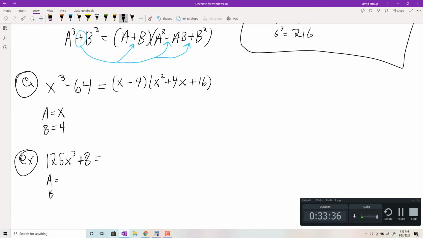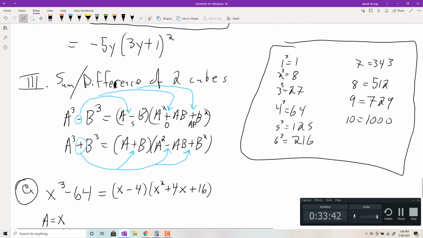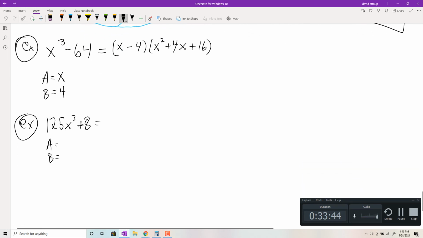So anyways, what's A in this case? So what cubed is 125? That's 5. And then x, right? So x times x times x is x cubed. And then what cubed is 8? And that's just 2. Okay. So let's set up our parentheses, put the signs in. So it's same, opposite, always positive. Okay. So 5x and 2.